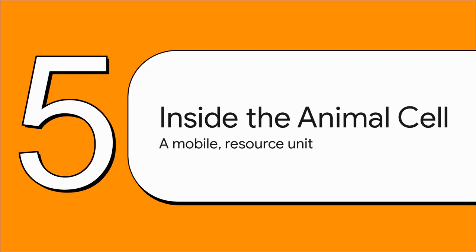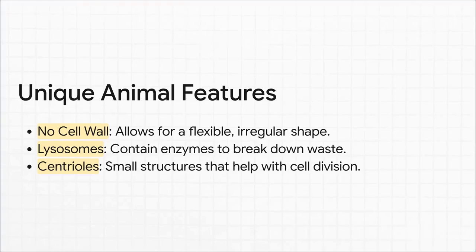Let's head over to the animal cell. If a plant cell is a stationary factory, then an animal cell is more like a flexible, mobile hunter-gatherer designed to move around and find its resources. Animal cells are interesting because they're partly defined by what they don't have. Not having a cell wall is a huge deal. It's what allows them to be flexible, to change shape, to move around.